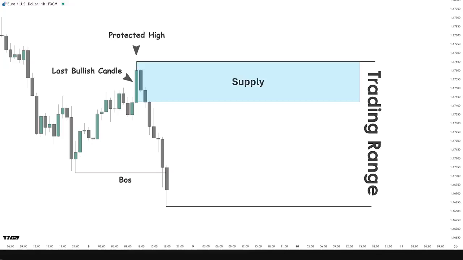It doesn't make much difference which one we choose because later we will zoom into the lower time frame to refine our entry. Now let's play the price forward to see what happens.